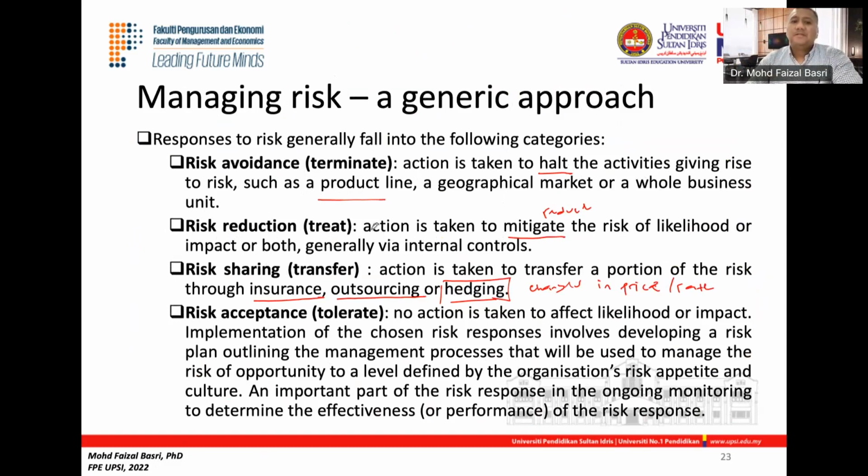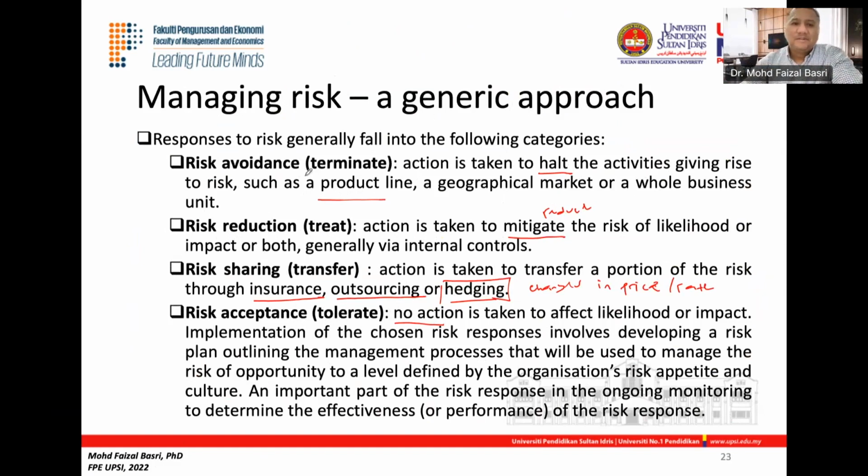And the fourth category would be risk acceptance, or tolerate, meaning you do nothing, no action will be taken, and you just leave the risk as it is. So if it happens, you just live with it. Usually when we talk about risk tolerance or acceptance, even if the chance of it happening is very high, the implication towards the company is almost zero. There's no use for you to do anything about it, so you just accept what will happen.